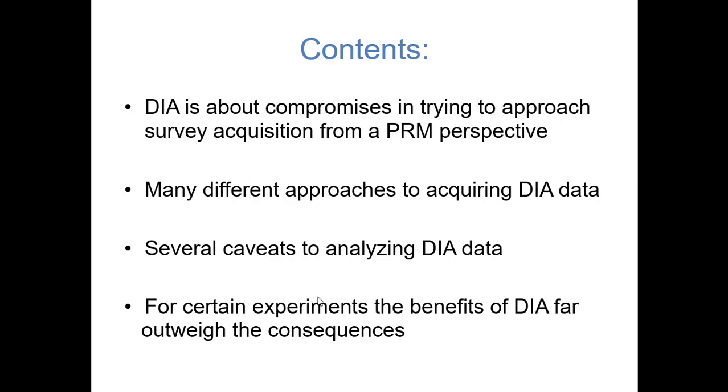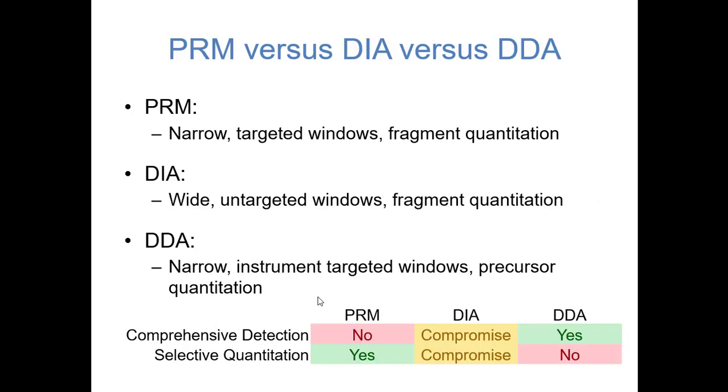First we're going to talk about some of those compromises. We're going to talk about some of the approaches you can use to acquire DIA data, some caveats to acquiring it, and then when it's actually more beneficial to acquire DIA data than it would be, say, DDA data or PRM data. Okay, so let's first focus on those compromises.